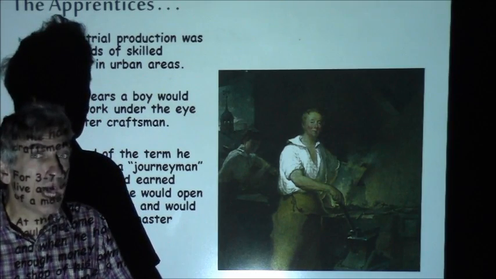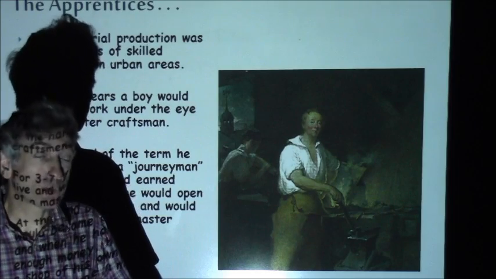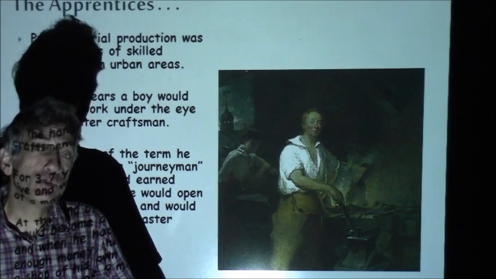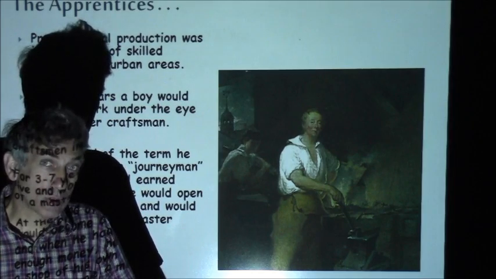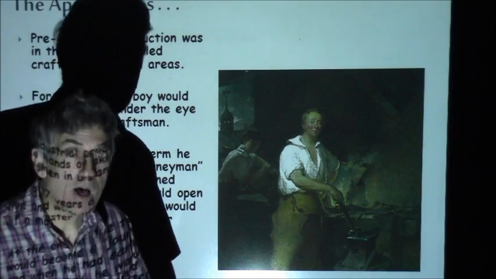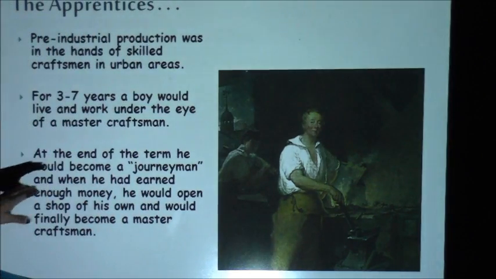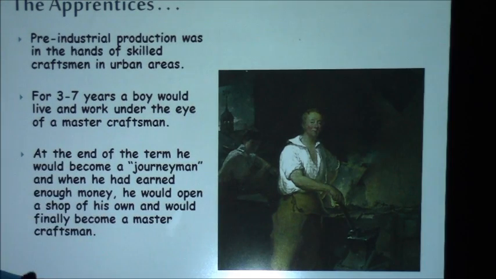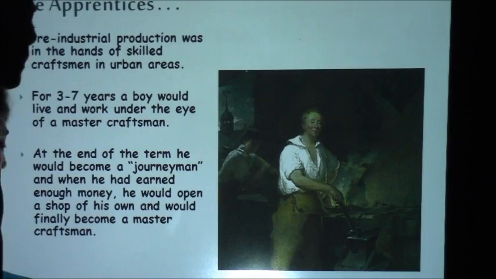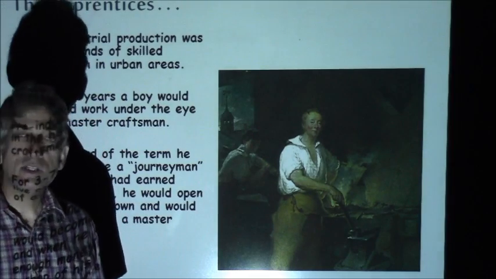So that craftsman could have a journeyman and an apprentice working for him. When you earned enough money, you would open your own shop, if you like. You would probably work out of your home, we call it a shop, but nevertheless, you would become a craftsman. So at the end of the term, he would become a journeyman, and when he earned enough money, he would open a shop of his own and finally become a master craftsman, and the cycle continues.